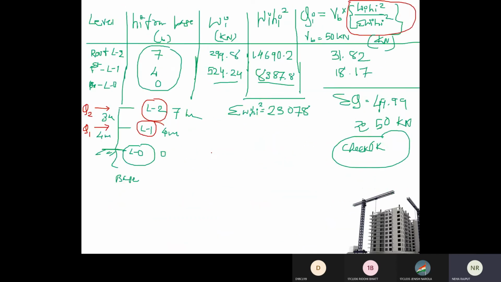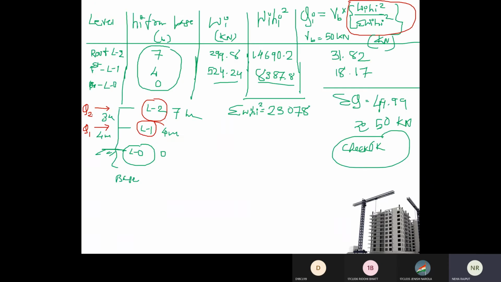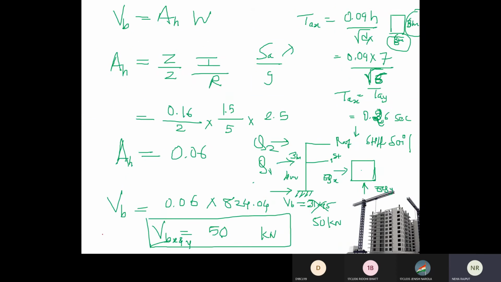So this force that we have, Q1 and Q2, this Q1 force will act on level 1 at its center of mass point. So suppose this is my level 1 floor plan, then this Q1 force and this Q2 force will act at the center of mass. Now again here your VB, that is base shear in X and base shear in Y, remains same, because your base dimension, this building is of 6 meter by 6 meter.